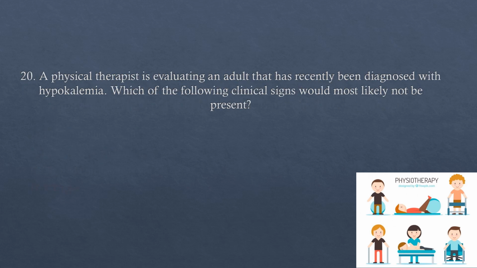Question number 20. A physical therapist is evaluating an adult that has recently been diagnosed with hypokalemia. Which of the following clinical signs would most likely not be present? A. Leg cramps. B. Respiratory distress. C. Confusion. Or D. Flaccid paralysis. And the answer is letter D. Flaccid paralysis.